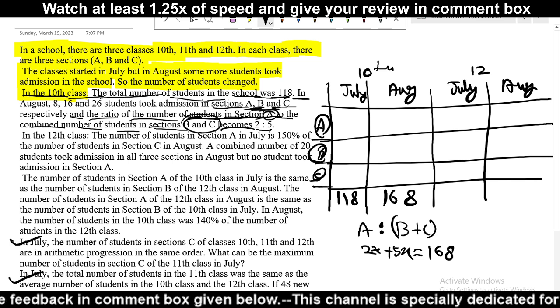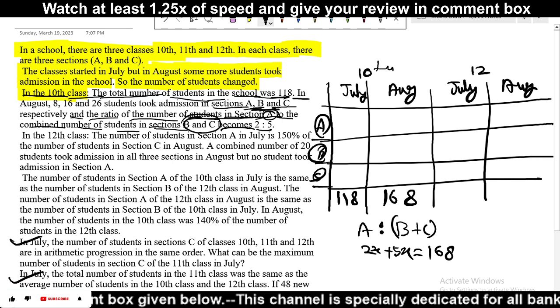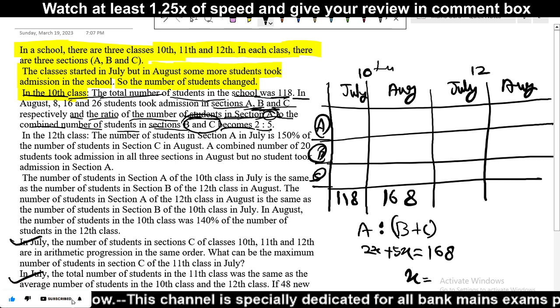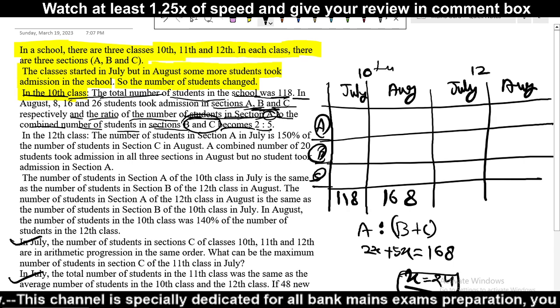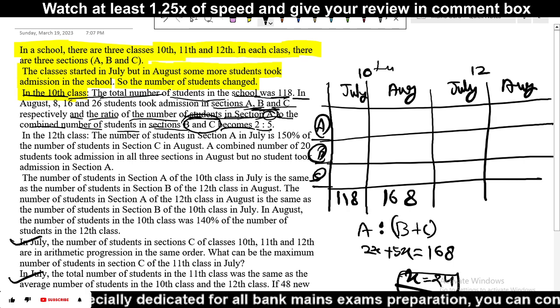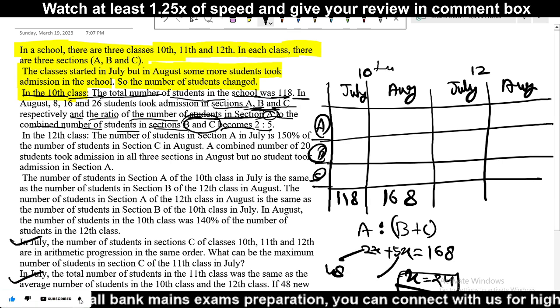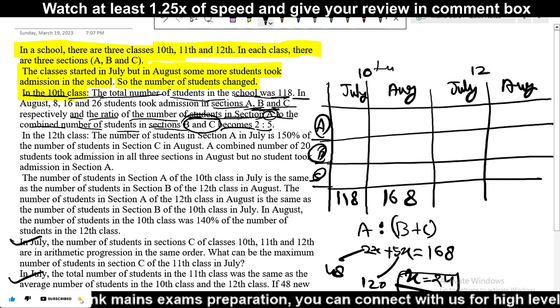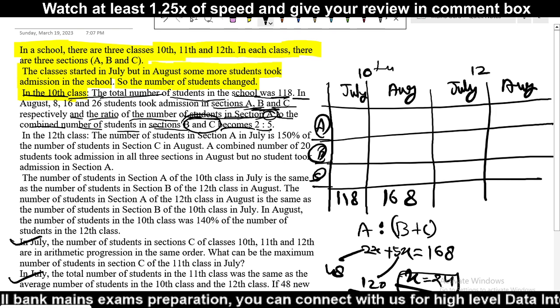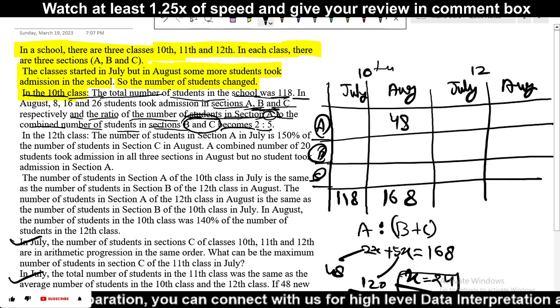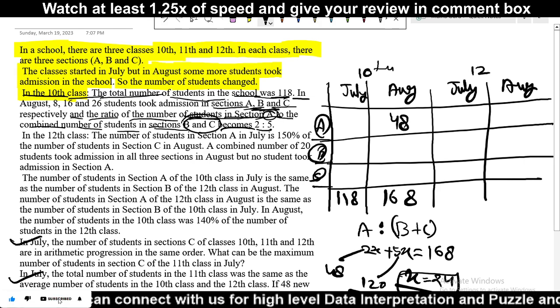So now 7x is equal to 168, and the value of x, if you divide this by 7, will be 24. So x equals 24. We will multiply this by 24, it will be 48, and multiply this also, it will be 120. So we will write 48 here, and this 120 is for these both.